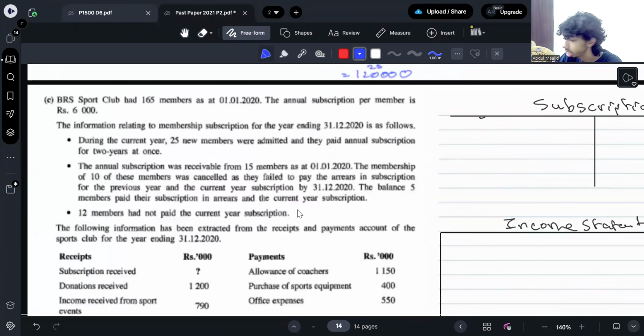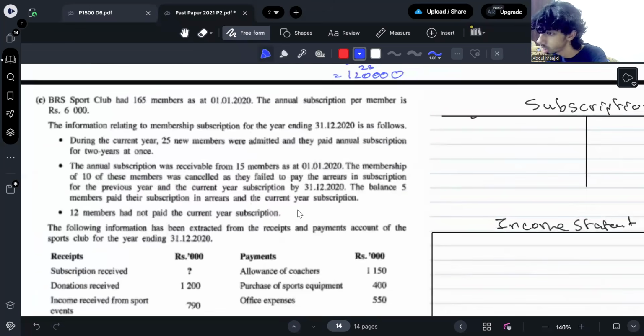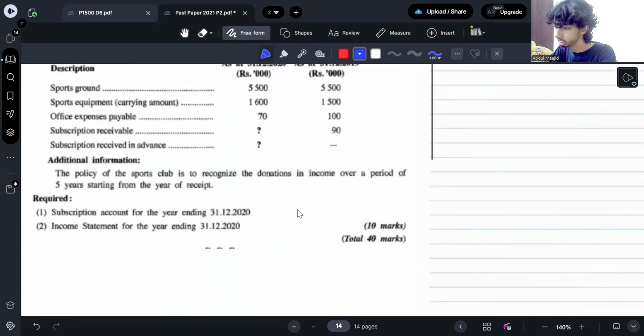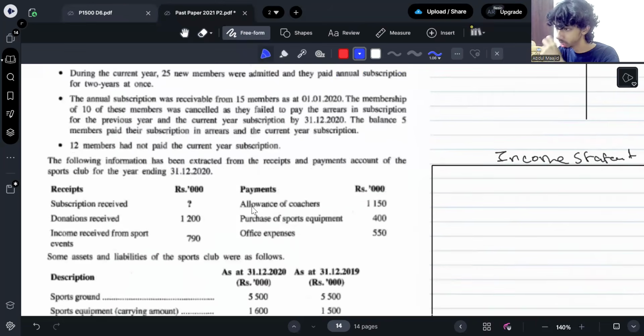BRS Sport Club had 165 members as at 1st of January 2020. The annual subscription per member is 6,000. The information relating to membership subscription for the year ending 31st December 2020 is as follows.